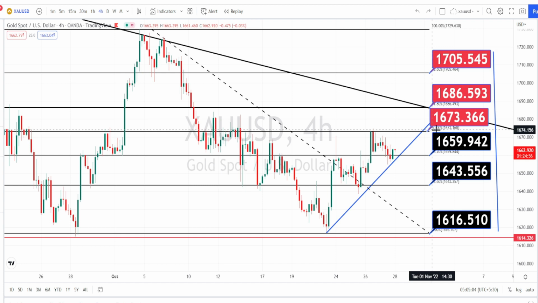And if the price action breaks the resistance level of 1673, which is also the 50% of the Fibonacci retracement tool, we can expect it to test the next level of resistance, which is going to be around 1686 and 1705. Let us do the analysis in hourly time frame.